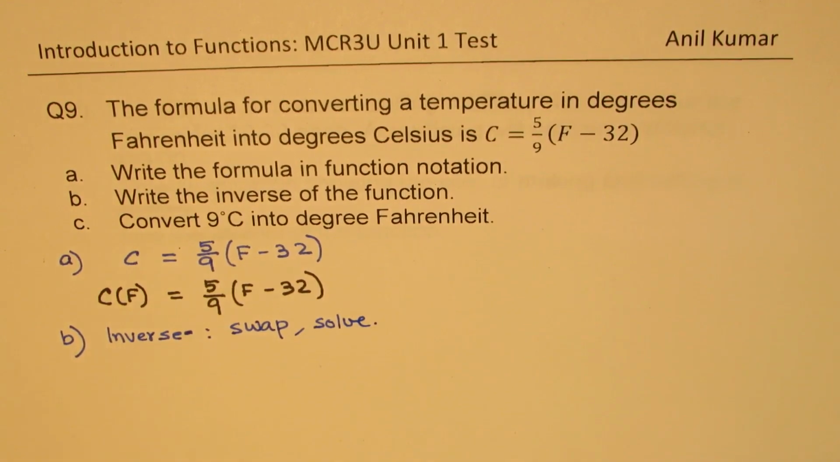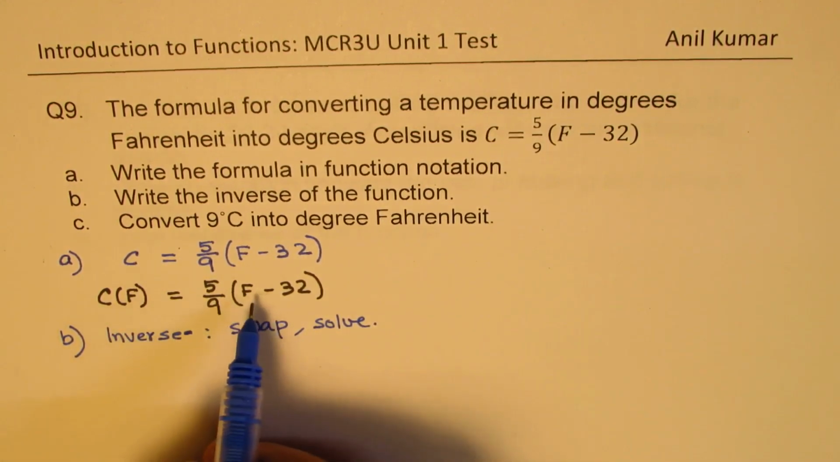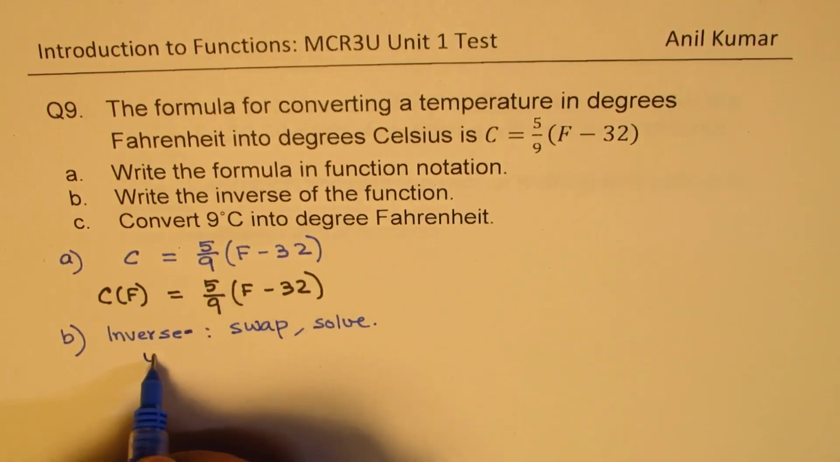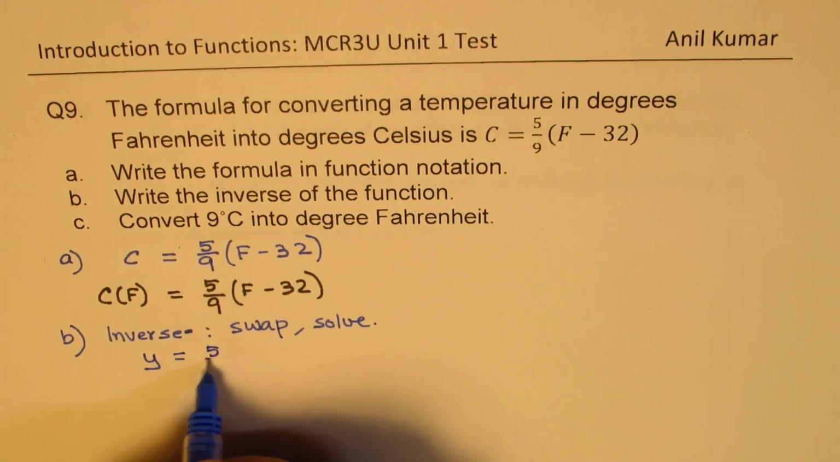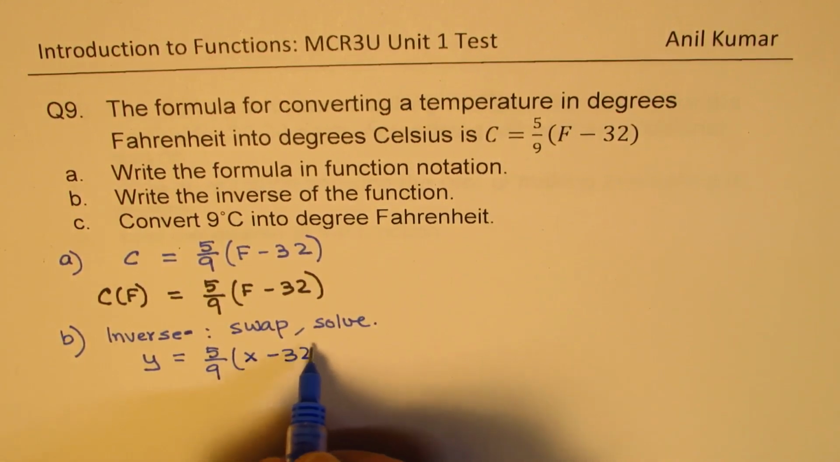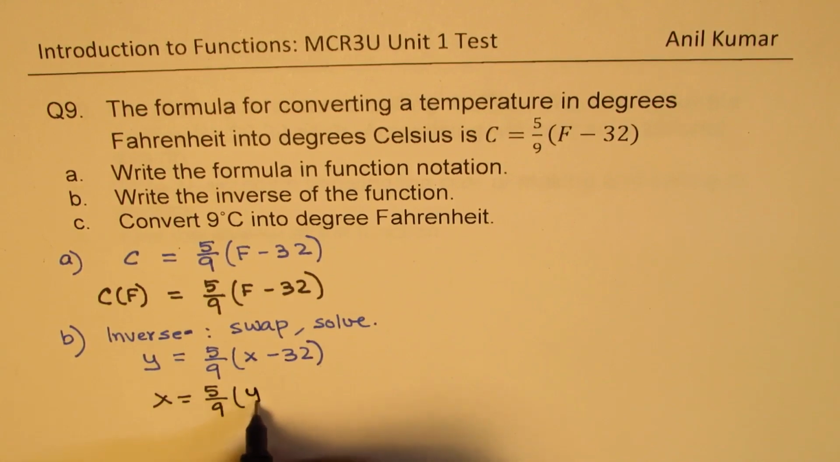So these are the two steps involved. So think like this now. Let me do it two ways, I will show you. We'll treat this as y, this as x to write the function itself. So we'll say this is y equals 5 over 9 x minus 32, correct? Now, first step is to swap. So we say x equals 5 over 9 y minus 32, correct?